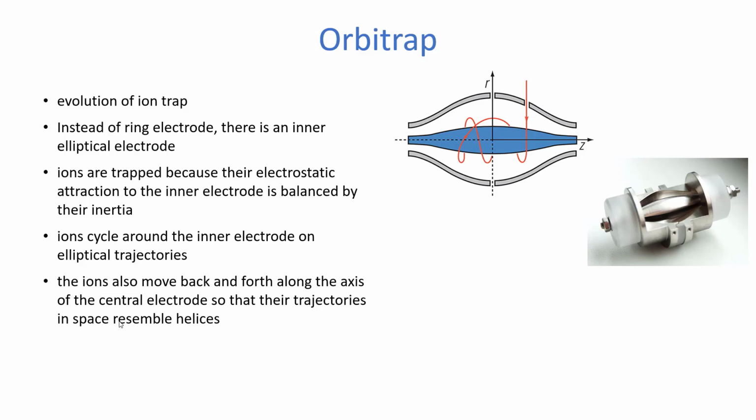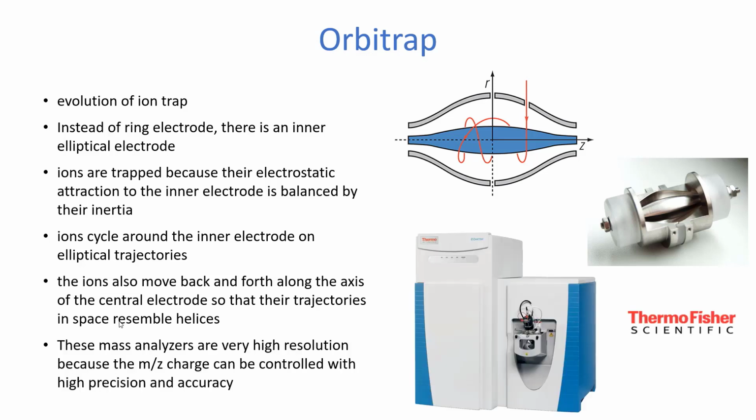so the central electrode, the way their trajectories go around that resembles helices, right? So there's this helical movement more so than the elliptical packets that were in the ion trap. These mass spectrometers are also very high resolution. So you can separate very small ions with very small mass differences. They're as powerful or more powerful than a QTOF for resolving very similar masses. And it's very precise and very accurate.